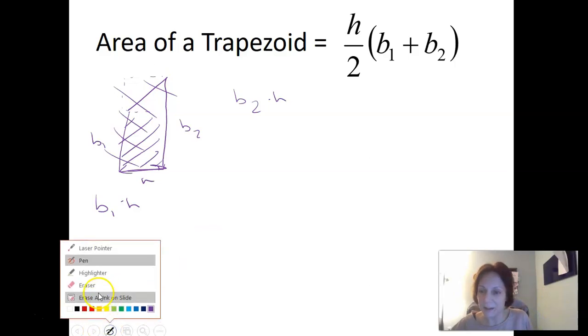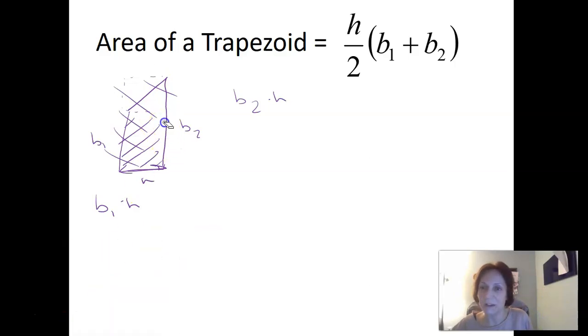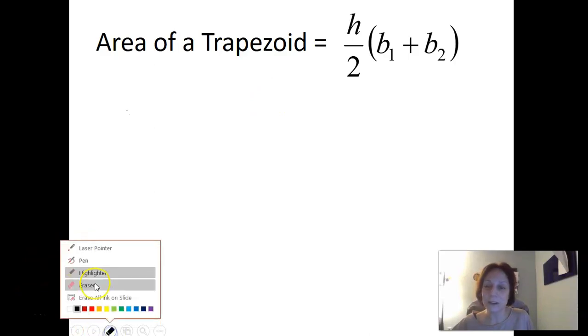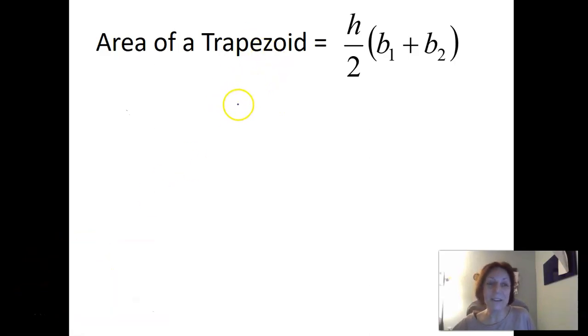The other thing I discovered a few years back when I was trying to simplify this for my geometry kids, I came up with this rule for finding areas of four-sided figures. The rule was treat it like a trapezoid. Even if it's a rectangle, treat it like a trapezoid. If it's a triangle, you can treat it like a trapezoid. Check this out.